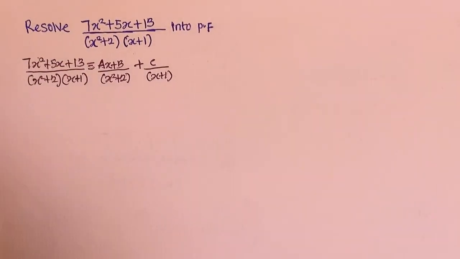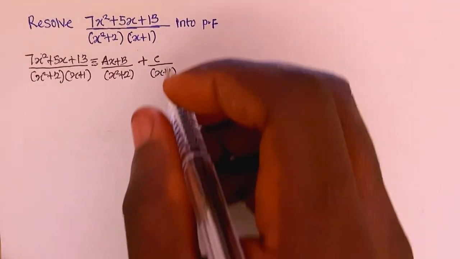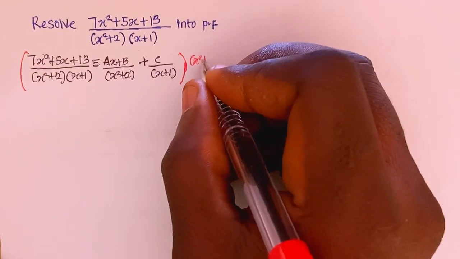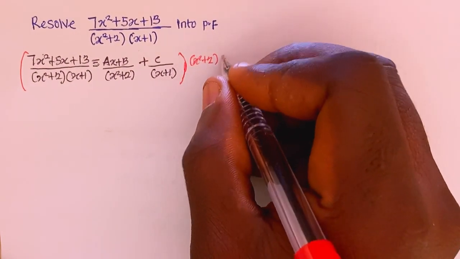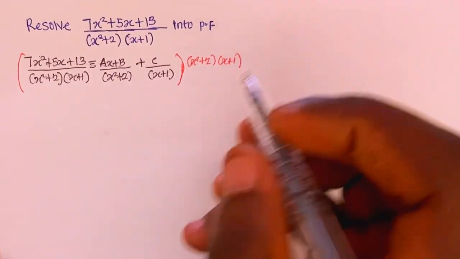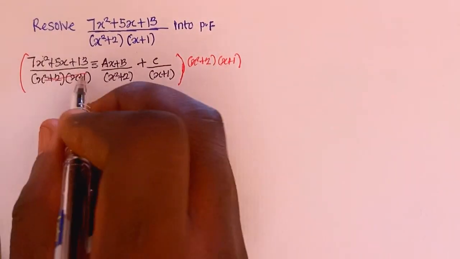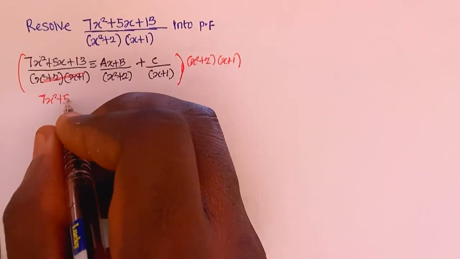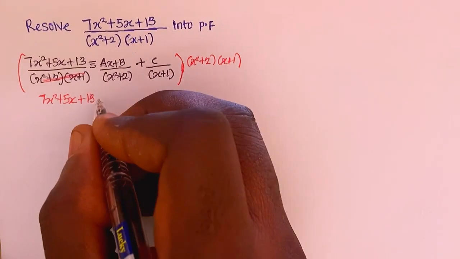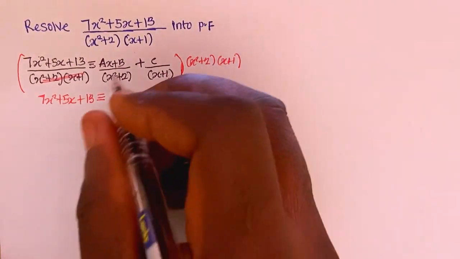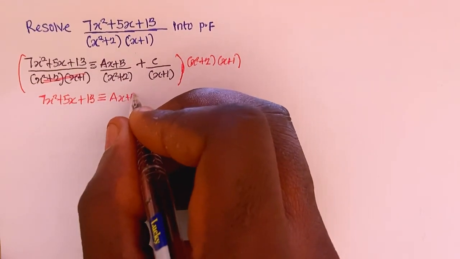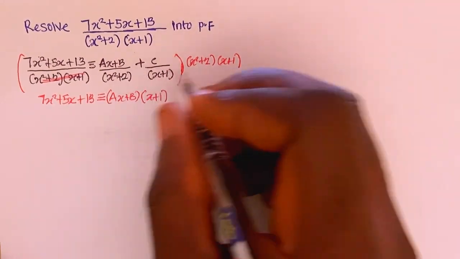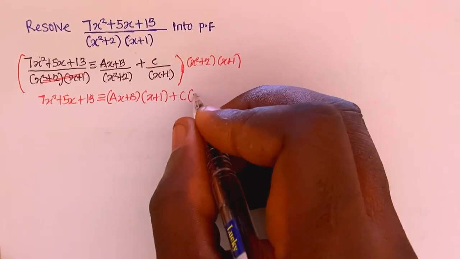After that, I'll go ahead and multiply both sides by the factors I'm having. Multiplying both sides by the factors x squared plus 2 and x plus 1, this factor will cancel this out. Then I'll have 7x squared plus 5x plus 13, which is equivalent to, here this will cancel this, ax plus b, open brackets x plus 1, close the brackets. Then this will cancel this, and I'm having plus c into brackets x squared plus 2.